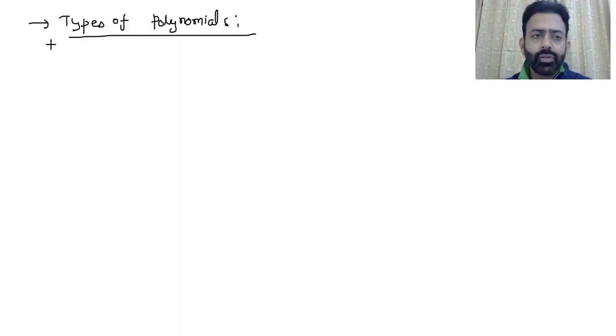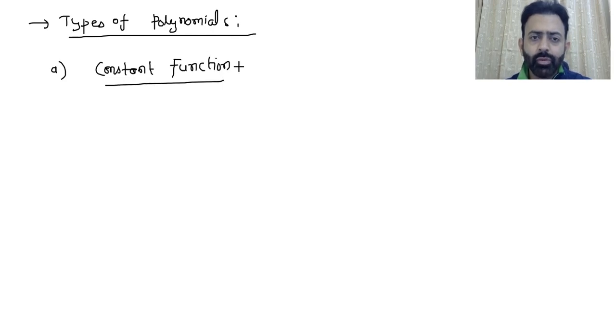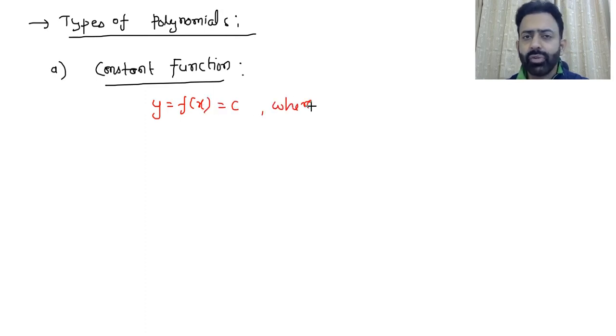Okay, so first part is constant polynomial, or I would say just a constant function. As the name is suggesting, it is just a constant function. So any function of the type y = f(x) = c, where c is a constant, just like 1, 2, 3 or minus 1 or minus half, any constant number, right? So where c is a constant, it is just a constant function.